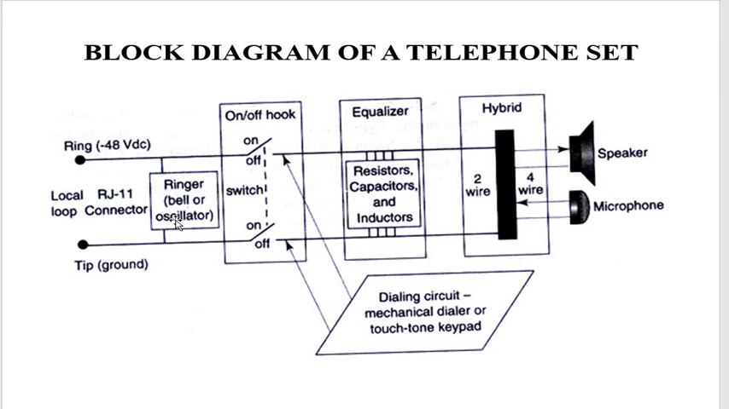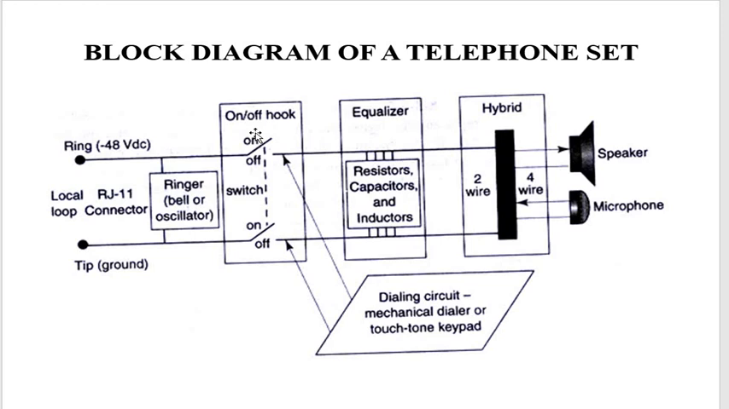So that is the main advancement that has come in the ringer circuitry. After this ringer circuitry, you have the on-off hook. The on-off hook is termed as a switch hook. It is basically a single throw double pole switch, that is, an STDP switch. It is placed along the ring and the tip. That is, along the ring and the tip, the on-off hook has been placed.